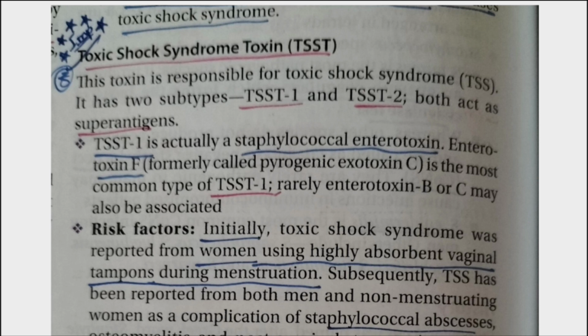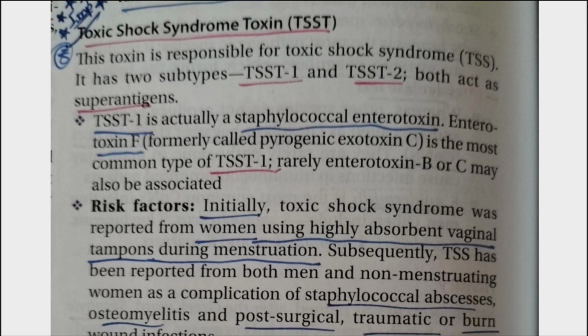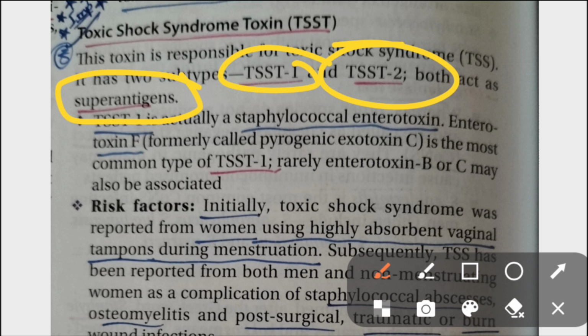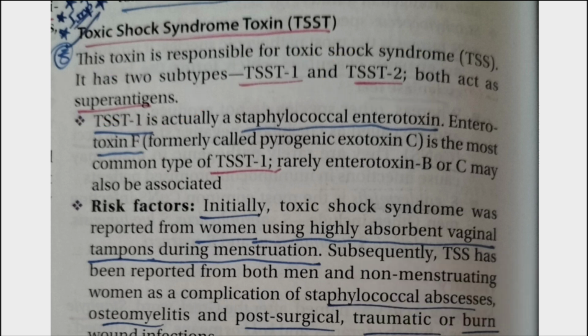Toxic shock syndrome toxin. Okay, toxic shock syndrome is a syndrome, meaning a group of diseases. It is caused by toxic shock syndrome toxin. There are two types, TSST-1 and TSST-2. Okay, these are super antigens. TSST-1 is Staphylococcus enterotoxin F, and rarely enterotoxin B and C maybe also.